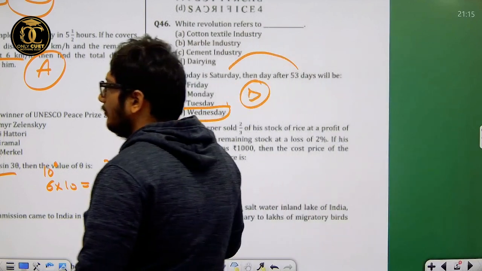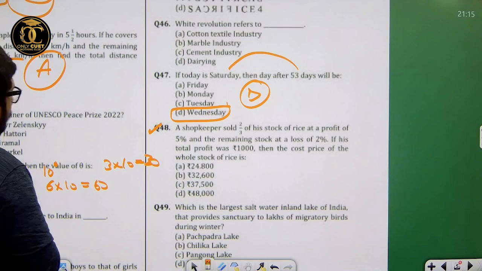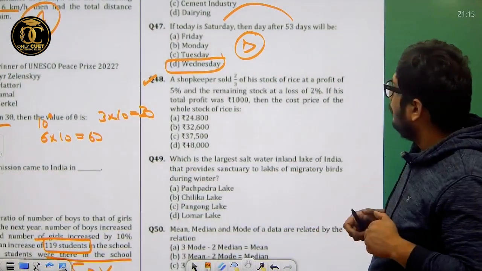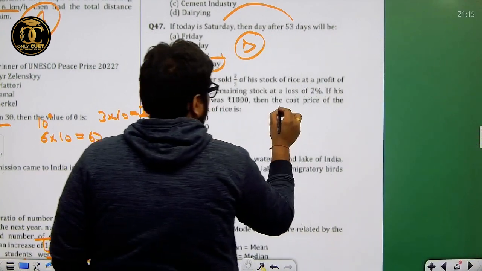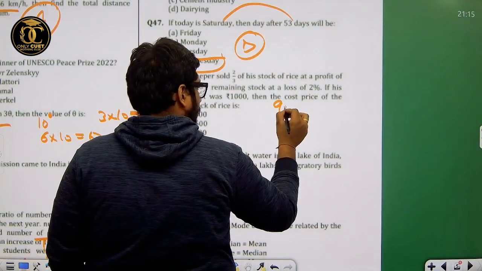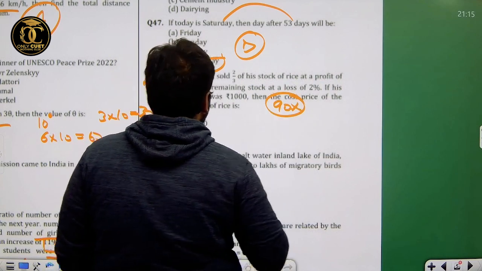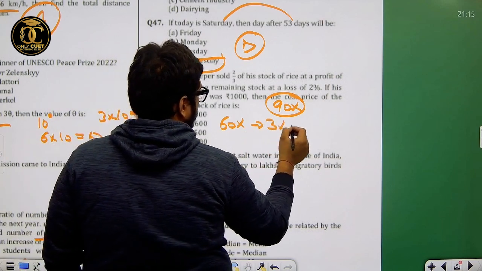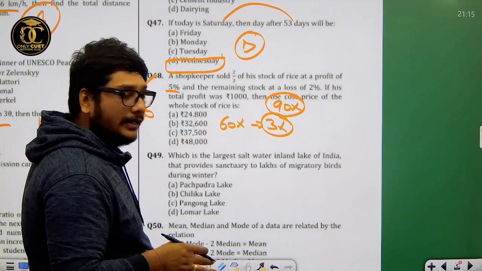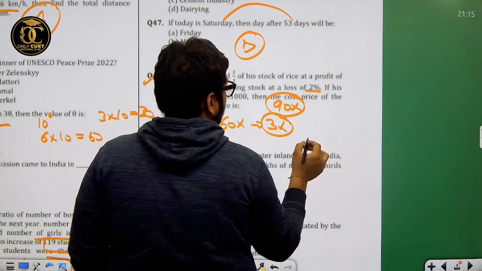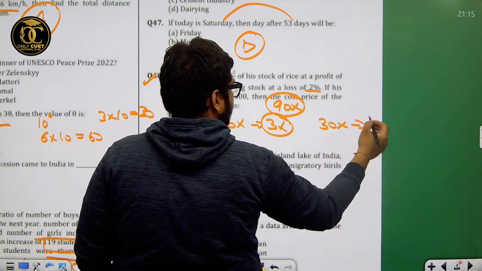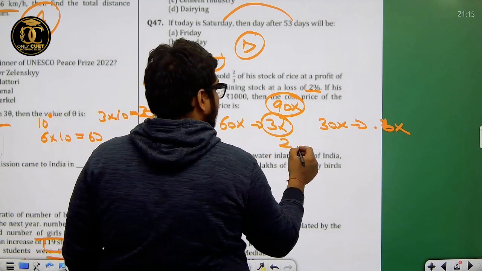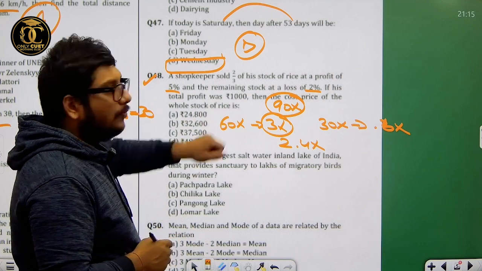Question number 48. It says, a shopkeeper sold 2 by 3 of his stock of rice at a profit of 5%. Let the total stock be 90x, and cost is also 90x. He sold 2 by 3, that is 60x, at a profit of 5%, that is a profit of 3x. 5% of 60 is 3. Correct? And the remaining stock at a loss of 2%, remaining stock is 30x. 2% loss is 0.6x. So net profit is 2.4x, which is equivalent to 1000 rupees.